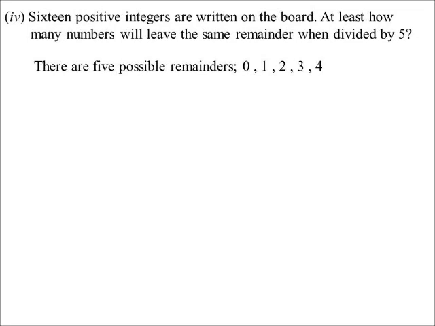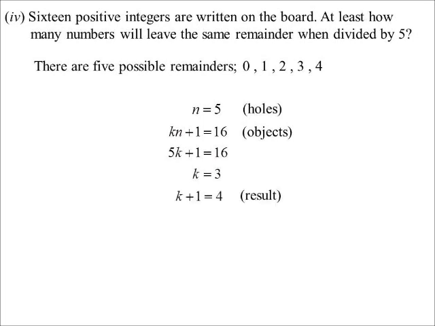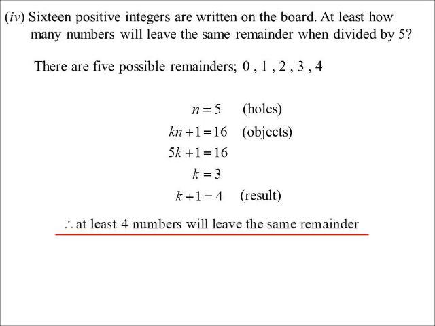And so on. So if I've got 5 possibilities, so they're the holes, then 5k plus 1 is 16 in this case. K would equal 3. Remember, the pigeonhole principle, the generalised one, said kn plus 1 objects. We've got 16 objects. So that's kn plus 1. N's the number of holes. So sub that in. K equals 3. I've got my result. So we must have one more. So at least 4 numbers will have the same remainder.